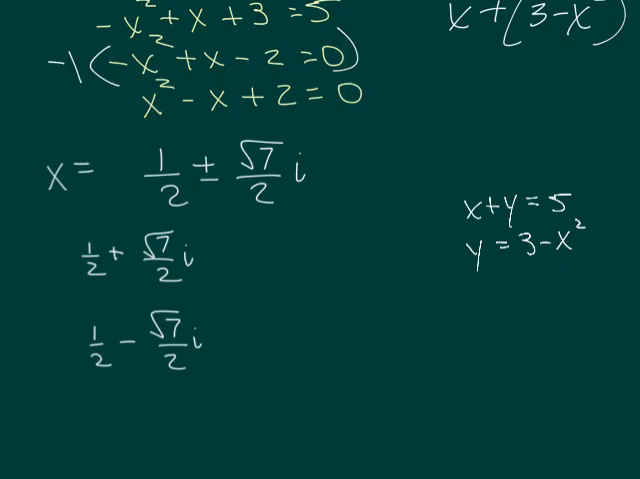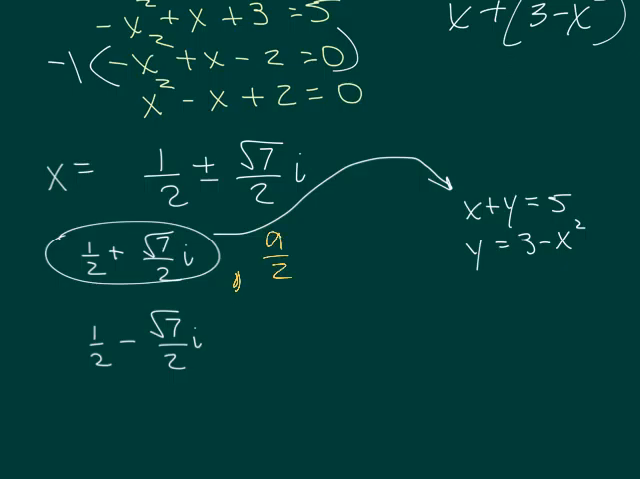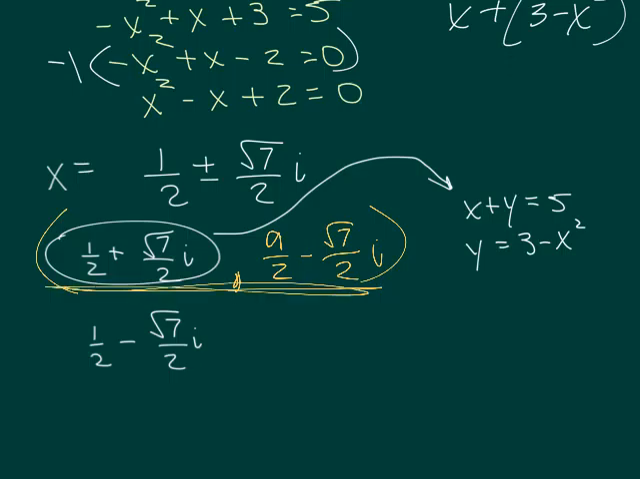Okay, so now we're going to take our x values and plug in here and find out what y is. So it's going to be 1/2 plus the square root of 7 over 2i here plus y equals 5. And when we do all the work for this, we're going to get as our y value, and I'm going to put it over here next to it, 9/2 minus the square root of 7 over 2i. So that's my y value. So there's my x, there's my y value.